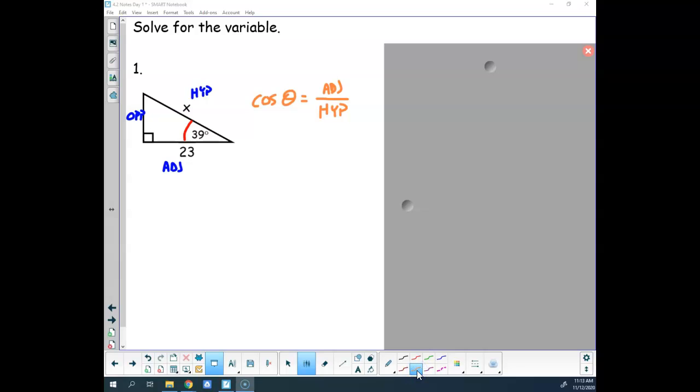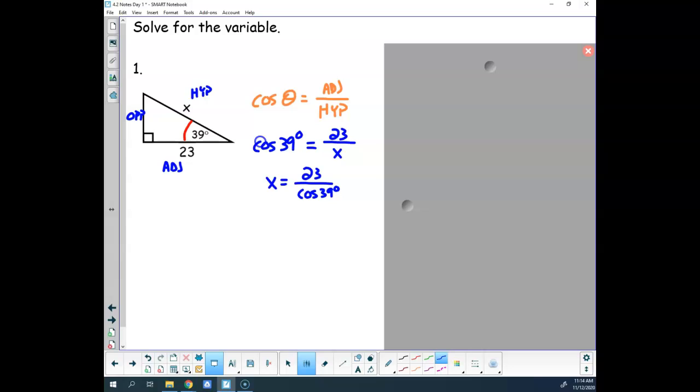So, back to this then. The cosine of our angle, which is 39 degrees, side note, you're going to need a calculator for this part, is going to equal the adjacent side, 23, over x. So if I'm going to solve for x, I'm going to flip-flop those. So x is going to equal 23 divided by the cosine of 39 degrees. First off, make sure that your calculator is in degrees. And second, make sure that you type it in correctly.